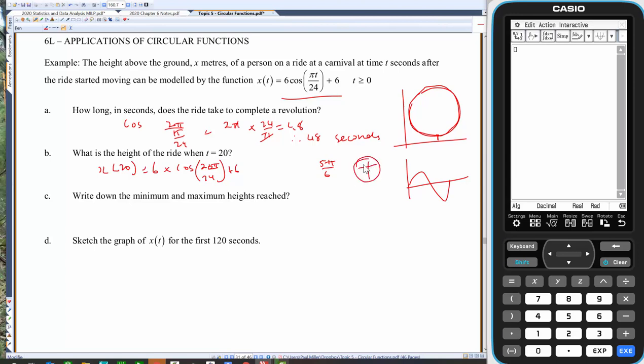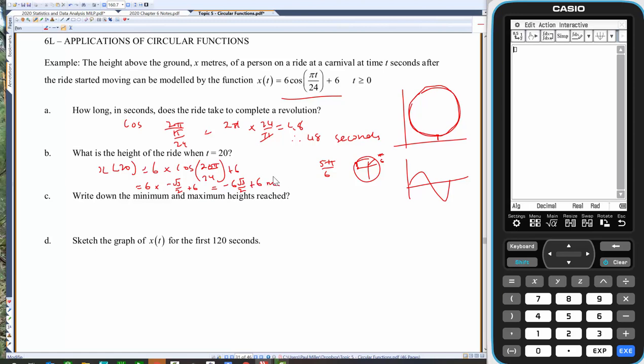All right, so we want the value of cosine at 5 pi on 6, which is the same as the negative of cosine of pi on 6. Cosine of pi on 6 is root 3 on 2, and we want the negative version of that. So this is going to be 6 times negative root 3 on 2 plus 6, equals negative 6 root 3 on 2 plus 6 meters.